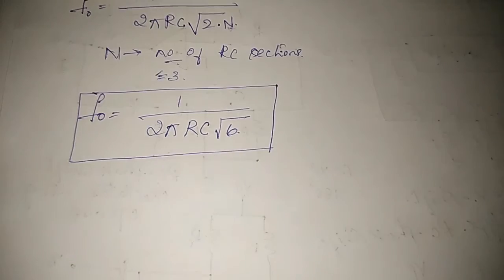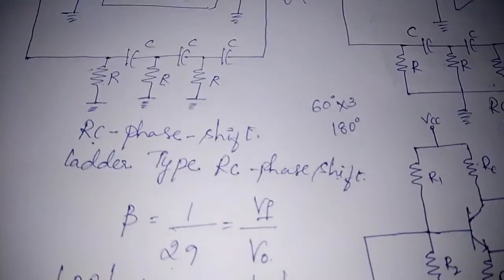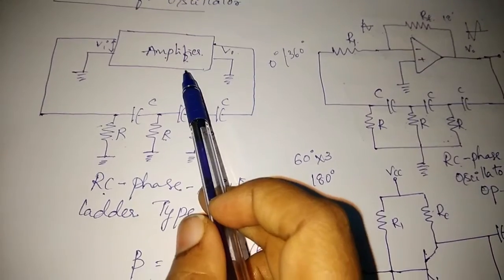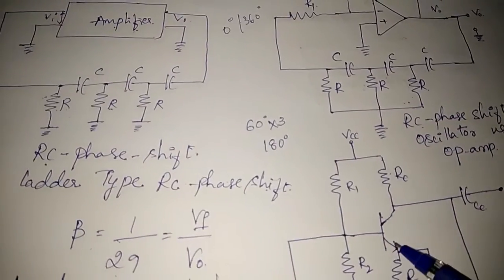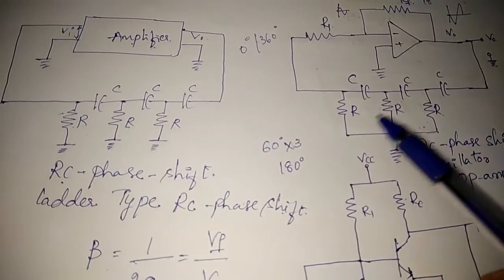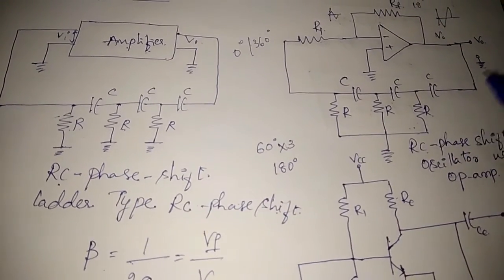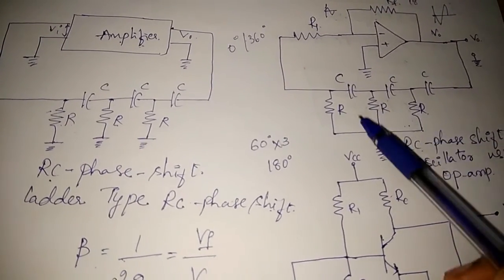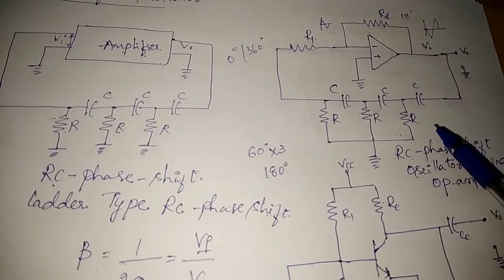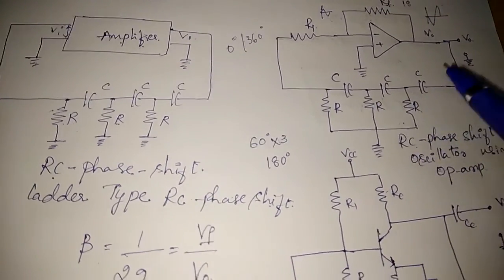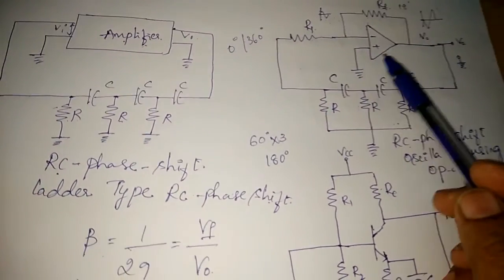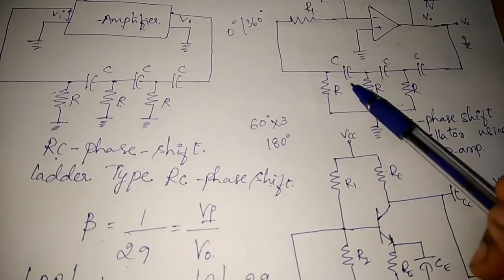If you get a question, explain RC phase shift oscillator, you have to write the block diagram. This amplifier can be constructed using either an op-amp or a transistor, and here each RC section will give a phase shift of maximum 60 degrees. So from the feedback network you will be getting a phase shift of 180 degrees. To meet the Barkhausen criteria, the amplifier will give 180 degree phase shift. So a total of 360 degree phase shift is happening.